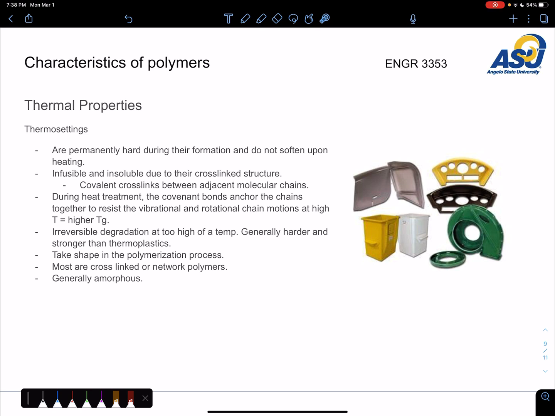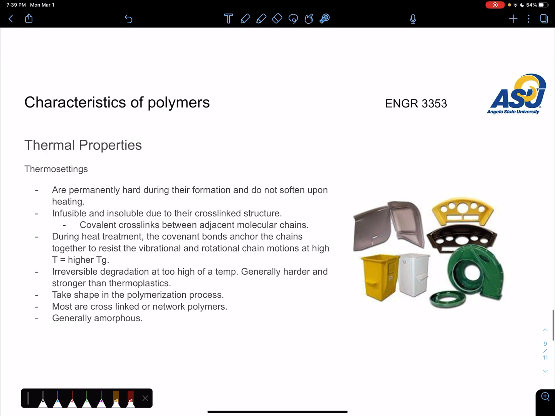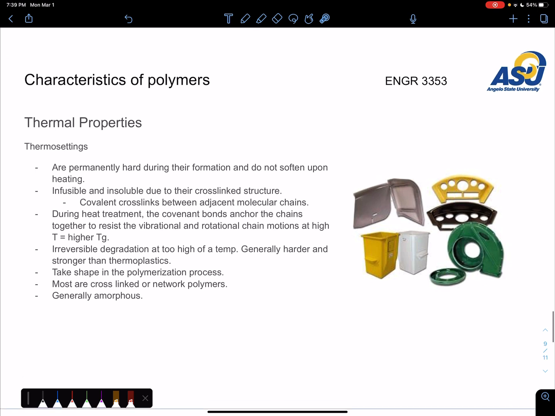And so, opposite, another way of classifying polymers is thermosetting polymers. These are permanently hard. They become permanently hard after their formation, and they do not soften when heated. So they're usually not recyclable. And they're infusible and insoluble due to their cross-link structure, so covalent cross-links between adjacent molecular chains.